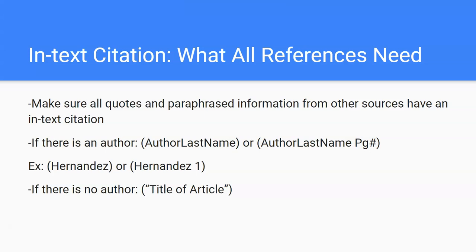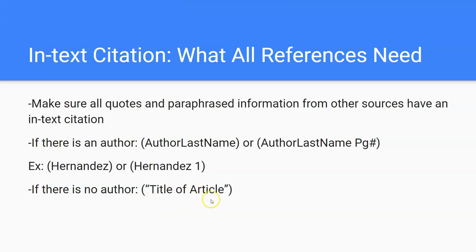If there's an author to your source, your in-text citation will look something like this, where you have the author's last name, or if you have a page number also, it would be the author's last name and page number. An example would be if the source was me, it would be Hernandez, or Hernandez on page 1. You'll notice I don't say page, I don't put a number. It's literally just the number itself and the last name itself. No commas, no nothing.